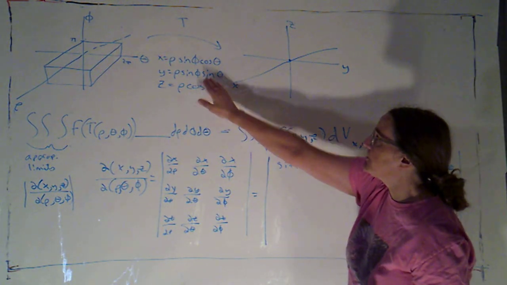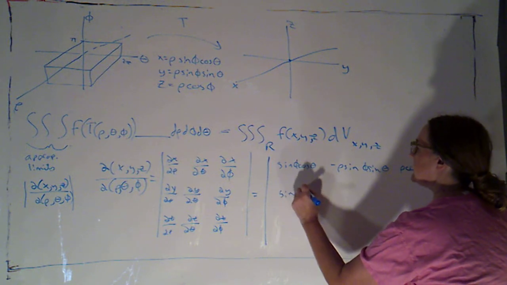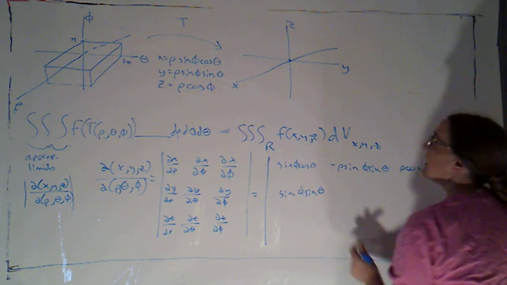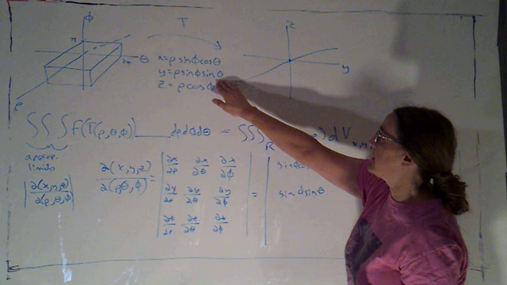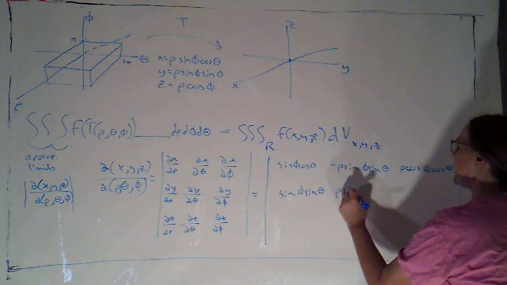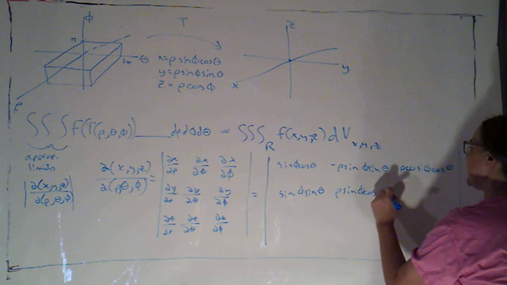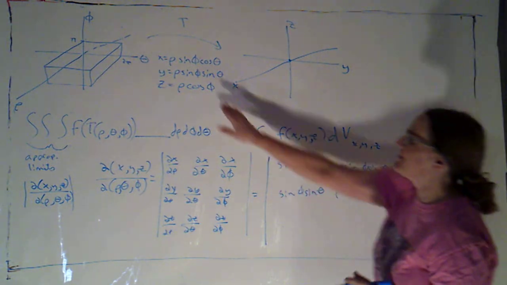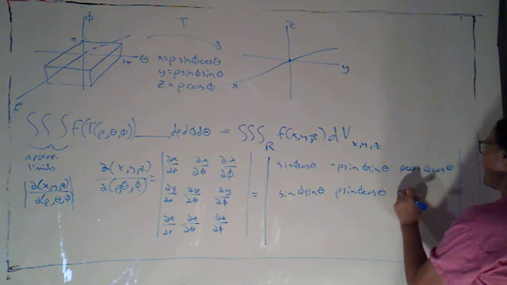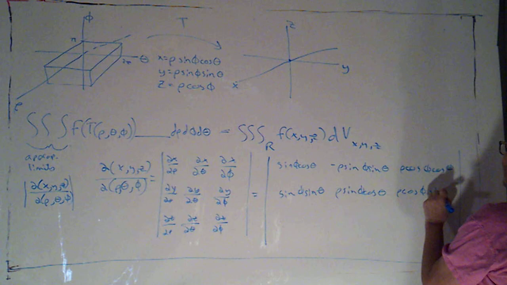Partial of y with respect to rho is sine phi sine theta. Partial of y with respect to theta is rho sine phi cosine theta. Partial of y with respect to phi is rho cosine phi sine theta.